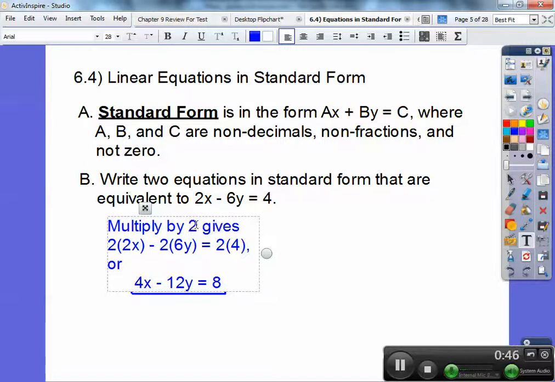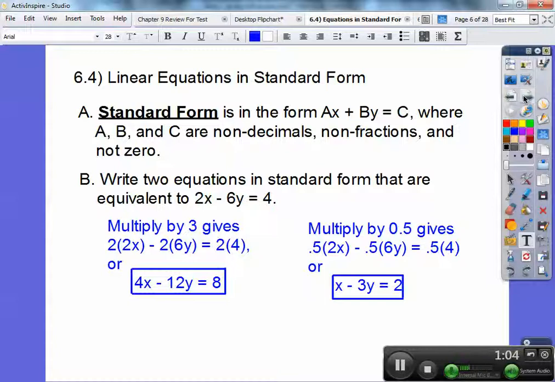So by 2. I multiply this times 2 and get 4x, this times 2 gets me 12y, and this by 2 gets me 8. So everything times 2. This is an equivalent statement. It's just a multiple of 2. I can multiply by 3 or 5, or since they're all even numbers, I like multiplying by a half because I just take half of these numbers. Half of 2x is 1x, half of negative 6y is negative 3y, and half of 4 is 2. So those are equivalent equations. They're just multiples of the original.